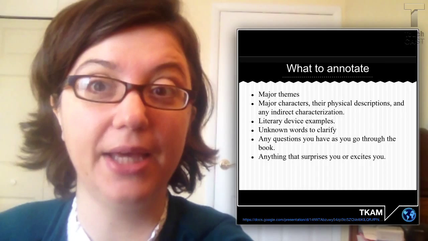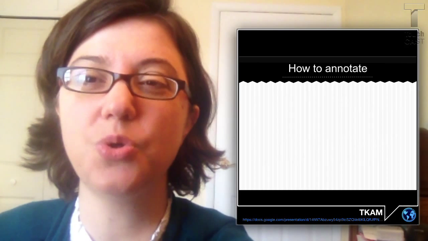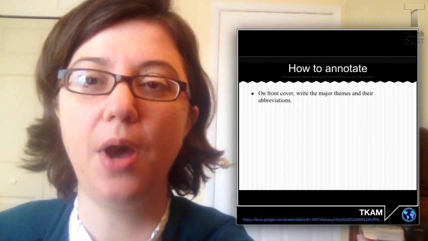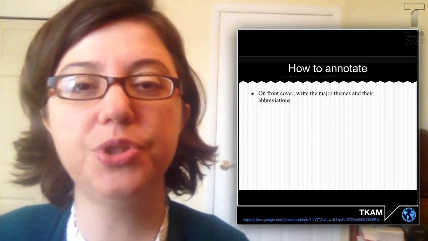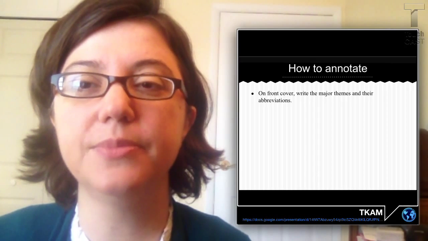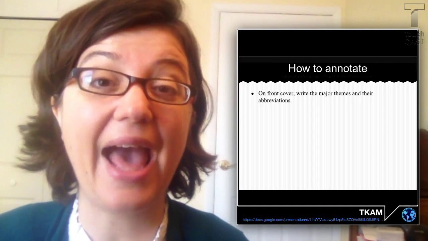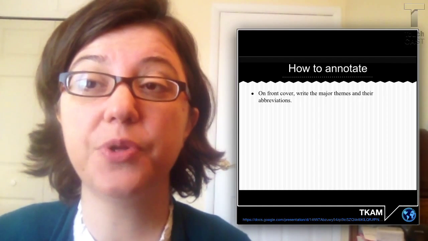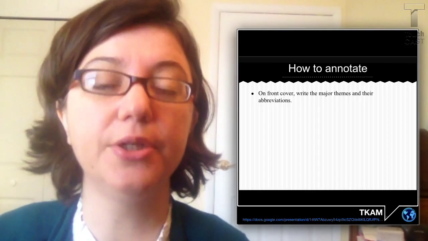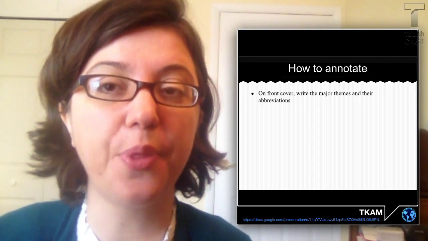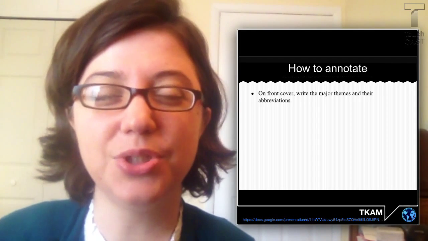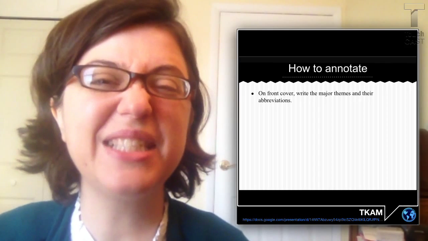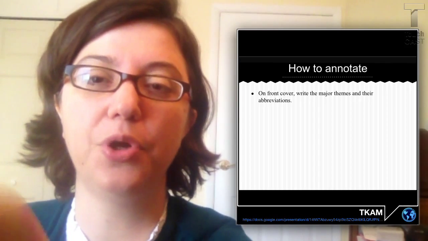Now, how are you going to annotate them? Well, this is sort of a process, okay? On the front cover, you're going to write the major themes and their abbreviations. Then as you read the book and you come across something that you think fits with one of those major themes, you'll underline it in your book and you'll mark the theme, like T1, T2, T3, T4. This will save you from having to write the theme out over and over.